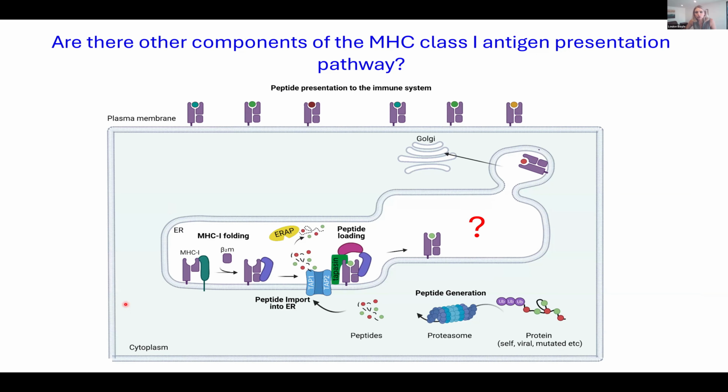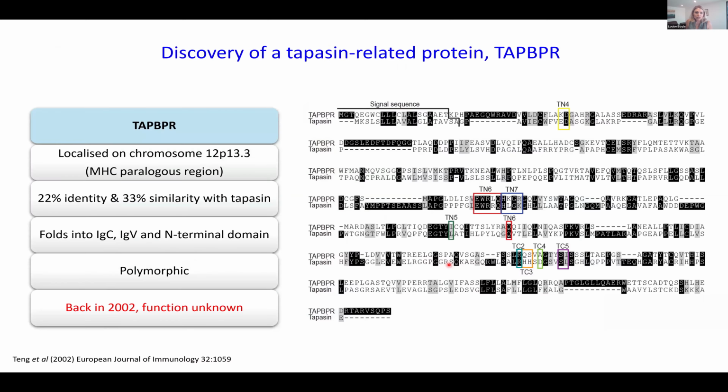However, when I was a postdoc in John Trowsdale's lab at the University of Cambridge, we were interested in exploring whether there were any other components of the MHC class 1 antigen processing and presentation pathway that might have been missed. We were particularly interested in TAPBPR. The gene for TAPBPR was originally described to be encoded in an MHC paralogous region on chromosome 12.